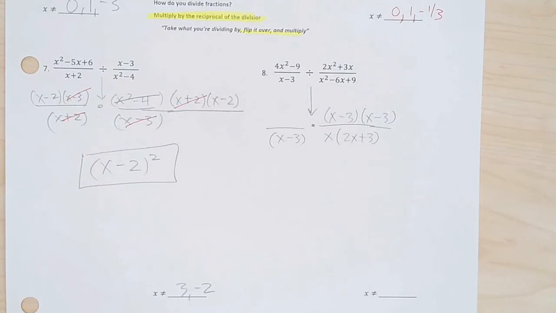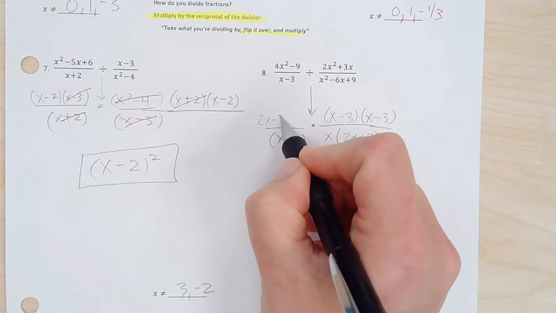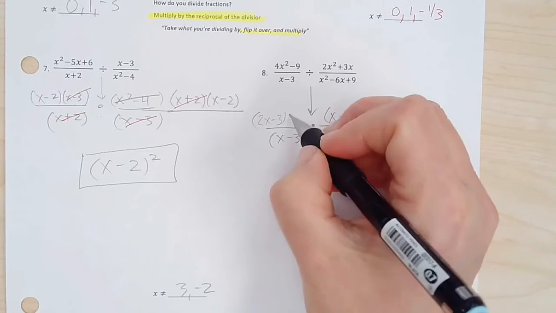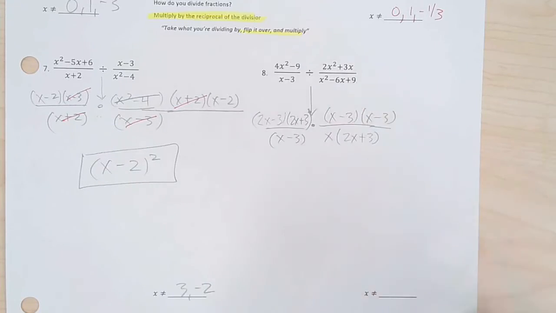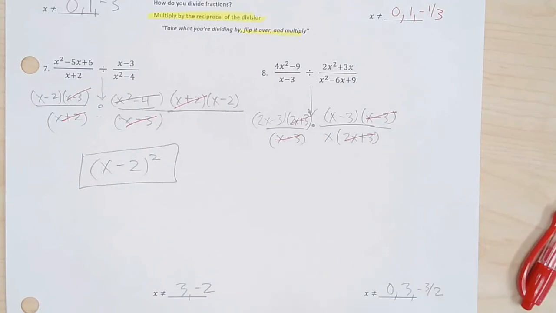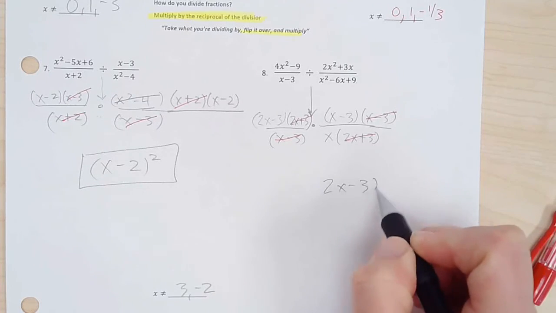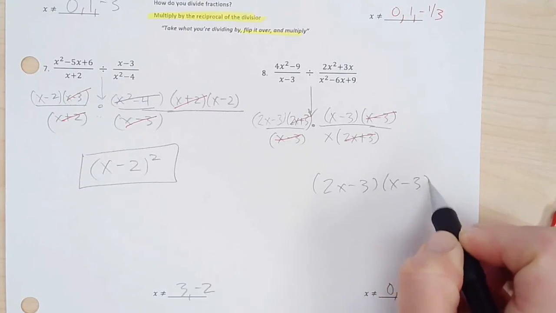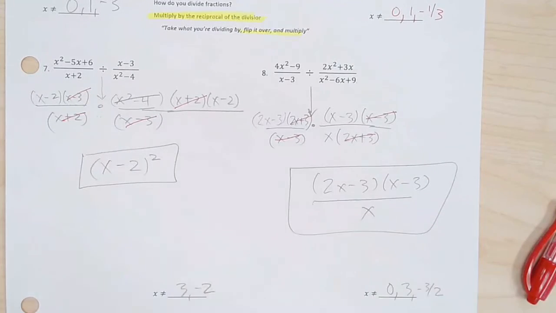We have a difference of squares in the numerator. And let's see if anything cancels. But before that, actually, we should do our excluded values. We have to exclude 0, 3, and negative 3 halves. So we cross this off, x minus 3 and 2x plus 3. Nothing else to simplify, so we end up with 2x minus 3 quantity times x minus 3 all over x. And we are done.